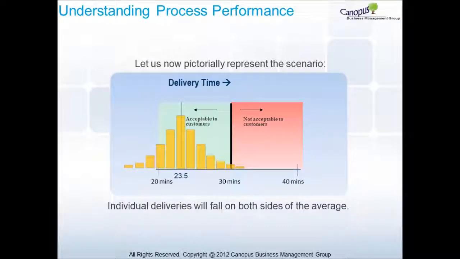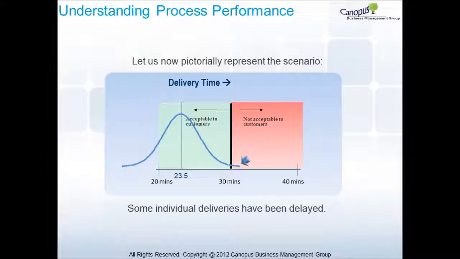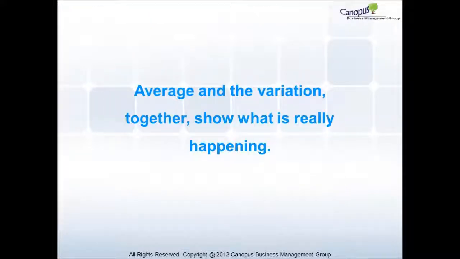Individual deliveries will fall on both sides of the average. As you can notice here, this can be simply represented using a bell curve. Sadly, as in this case, some individual deliveries have been delayed. Therefore, managing by the average does not provide the entire picture. The average and the variation together show what's really happening.